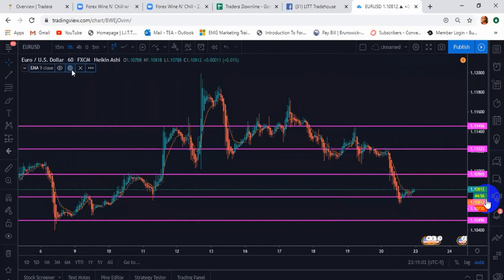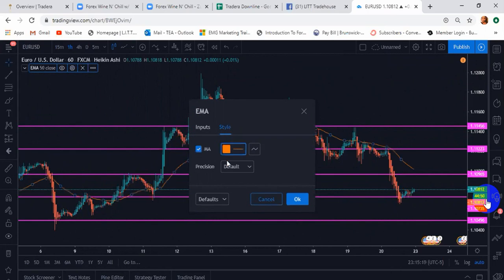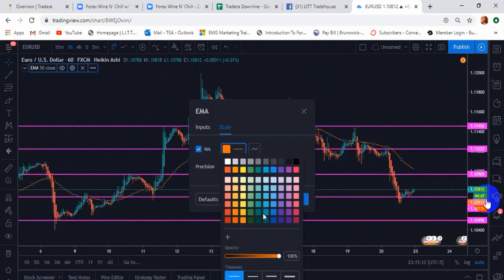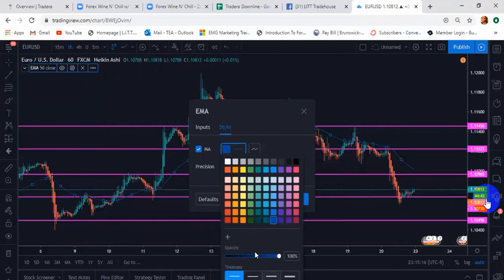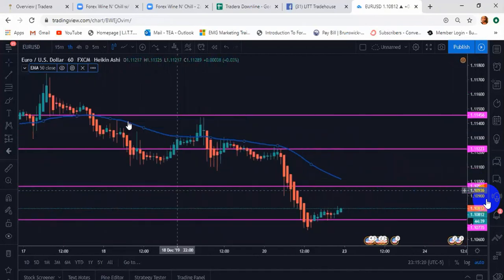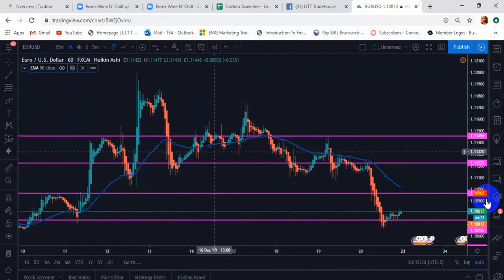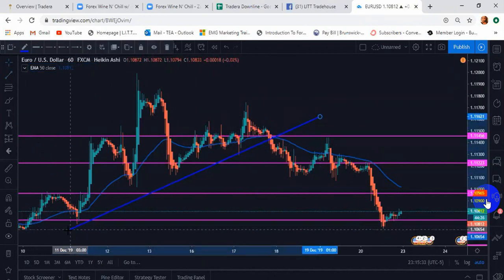And you're gonna go over the settings. You're gonna change the length to 50. You're gonna change the style over to blue. And I'm gonna change the thickness to like the 2nd or 3rd thickness there. So check this out. Did I not just have a trend line drawn like this here?